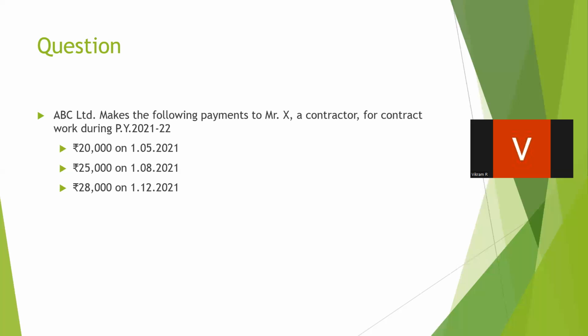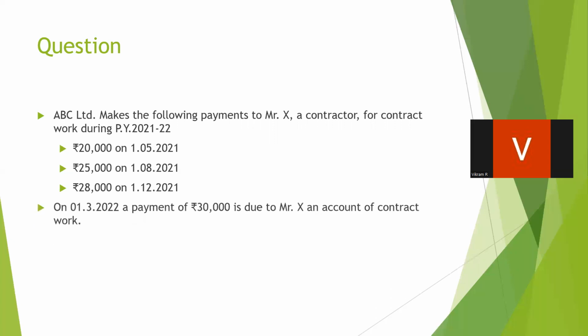ABC Limited makes the following payments to Mr. X, a contractor, for contract work during the previous year, that is 2021 to 2022. These are the payments: 20,000 on 1/5/2021, 25,000 on 1/8/2021 and 28,000 on 1/12/2021. And on 1/3/2022, that is March 2022, in the previous year, a payment of 30,000 is due to Mr. X on account of contract work, that is, 30,000 is payable.